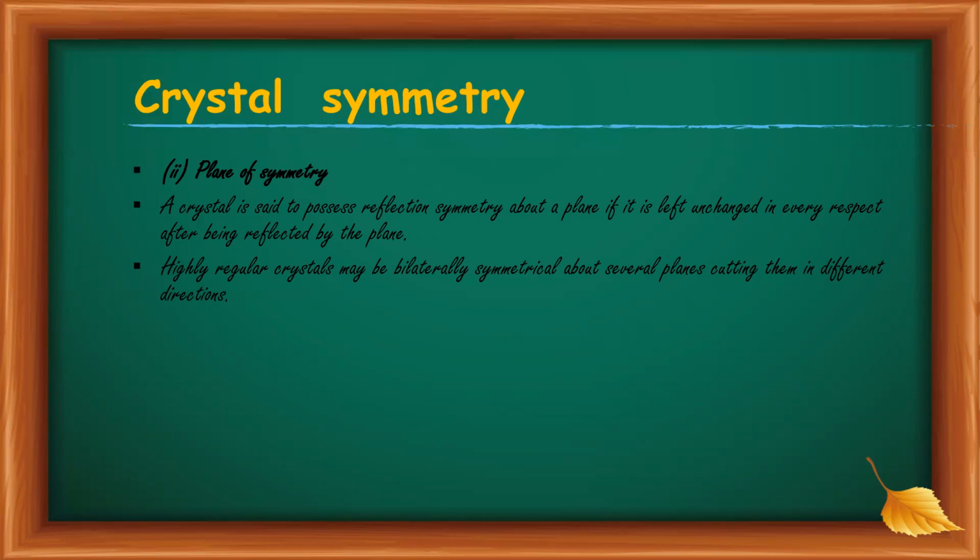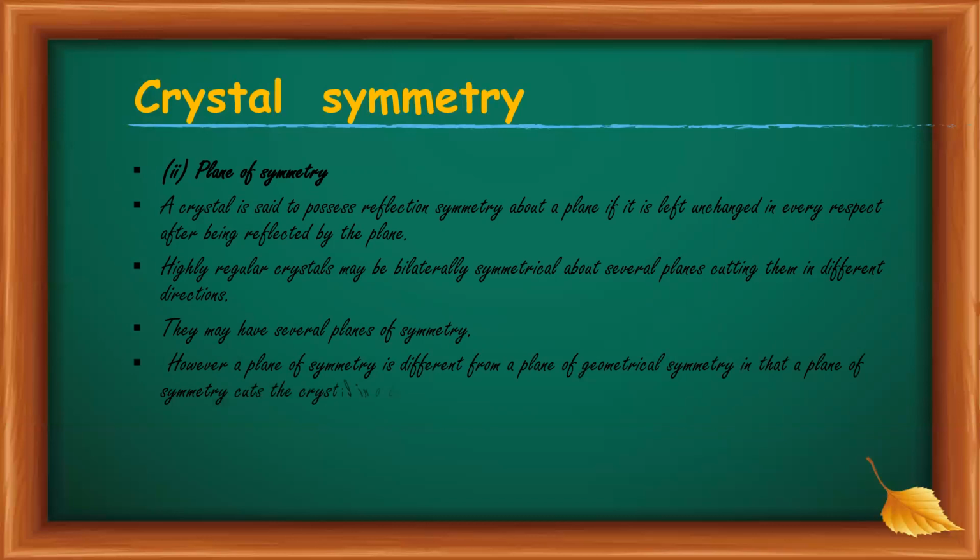A highly regular crystal may be bilaterally symmetrical about several planes, cutting them in different directions. They may have several planes of symmetry. However, a plane of symmetry is different from a plane of geometrical symmetry, in that a plane of symmetry cuts the crystal into two halves such that one is the mirror image of the other, or one is identical to the other in all respects.